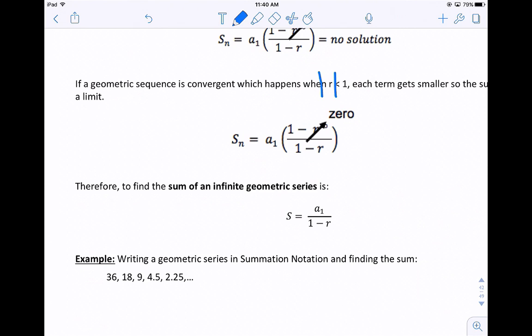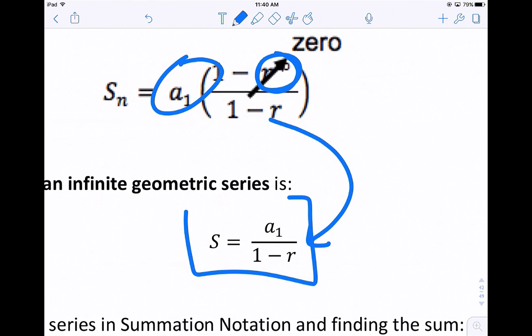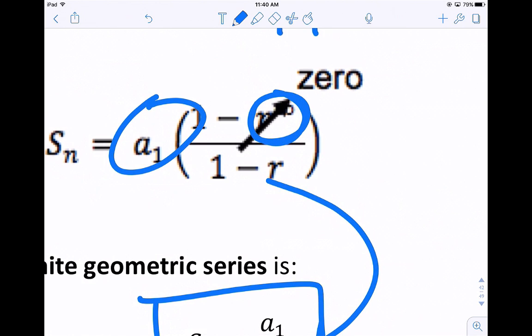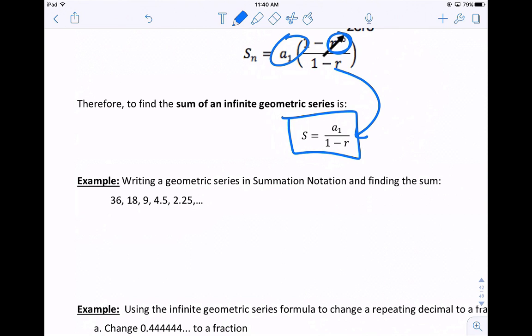And if there is a limit, here's the equation. It is the first term, because this goes to 0, over 1 minus the ratio. Okay, so that kind of shows you how we get the equation. And here it is. So the sum is the first term over 1 minus the ratio. How do we use it?